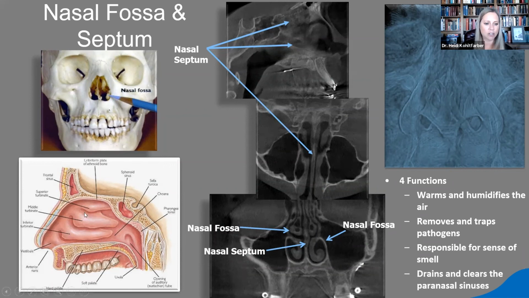When we're talking about our turbinates, we've got our superior, middle, and inferior turbinate. Nice little scrolls of bone, and again, warming and humidifying the air. Up in this region, we have our cribriform plate of our ethmoid bone, right at the superior aspect of that nasal fossa.